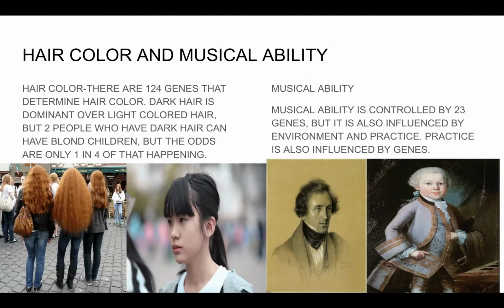Now on the right-hand side of the screen, you see musical ability. Musical ability is inherited. Now it's controlled by 23 genes, but it's also influenced by environment and by practice. And believe it or not, practice is also influenced by genes. Some people receive a gene that causes them to be intrinsically motivated to practice. And that's how people get good at music, is by practicing a lot.